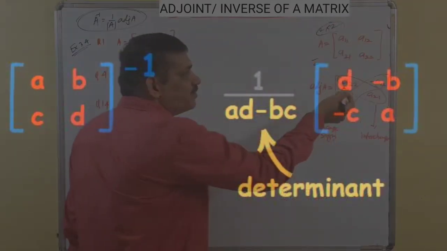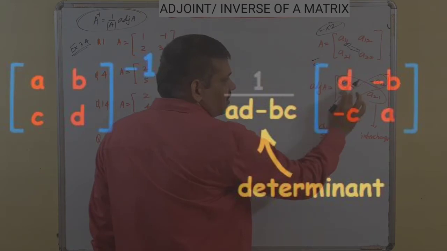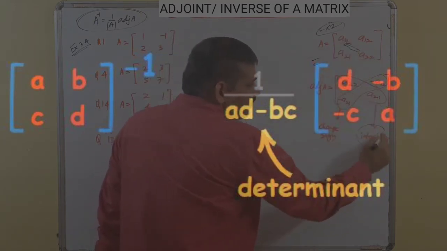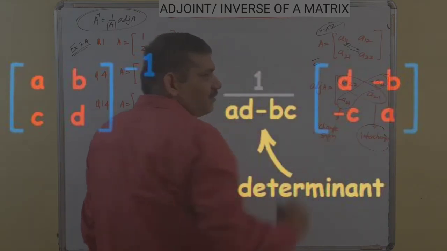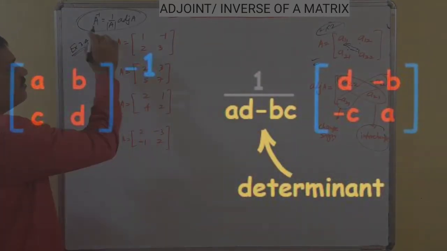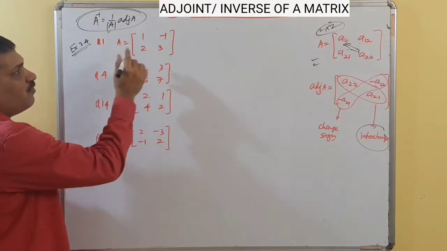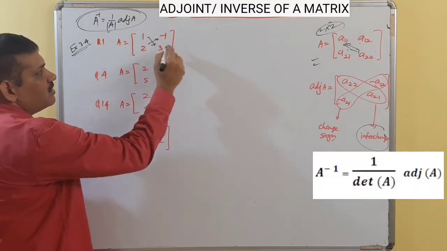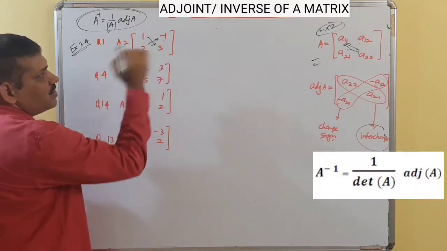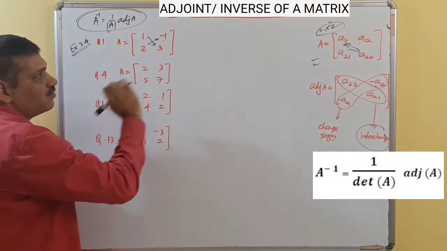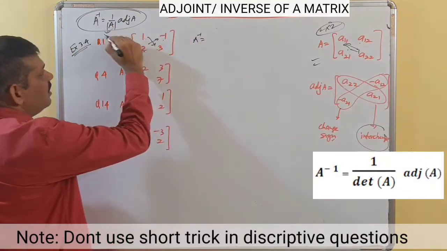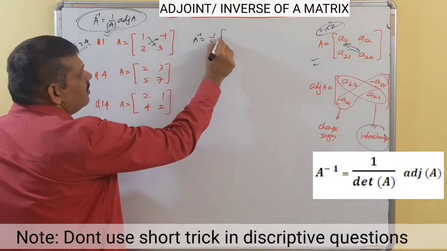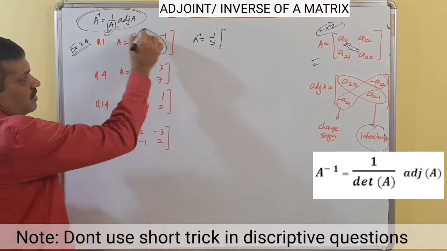For a 2 by 2 matrix, we interchange the elements of the leading diagonal, and we change the sign of the non-leading diagonal elements, and the inverse is given as 1 upon determinant. So first of all we find the determinant of A. Here determinant of A is 3 plus 2, minus of minus 2 is plus 2, 3 plus 2 is 5. So A inverse is 1 upon determinant A. Determinant A is 5 here, and we interchange this.